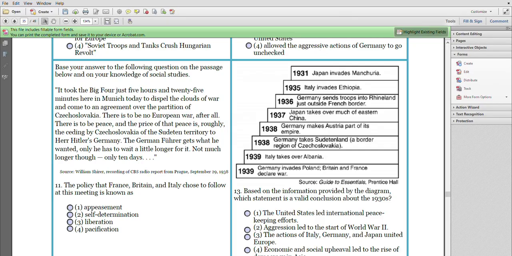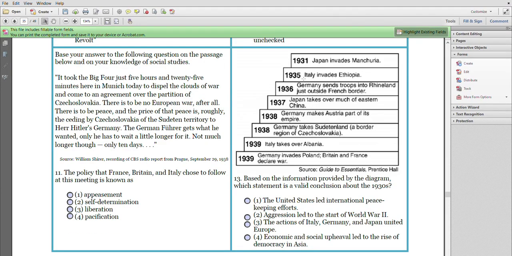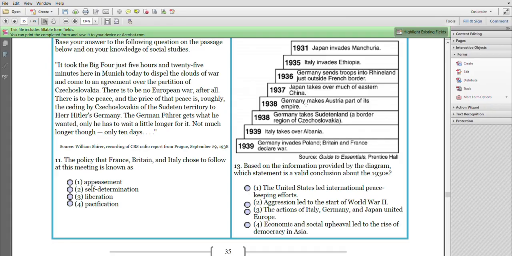Question 13 shows this step chart here. Based on the information provided by the diagram, which statement is a valid conclusion about the 1930s? So it shows you the different events of the 1930s, Germany, Japan, Italy, etc., what they're doing. You're going to read this one on your own, guys.